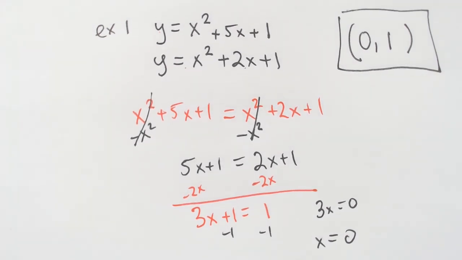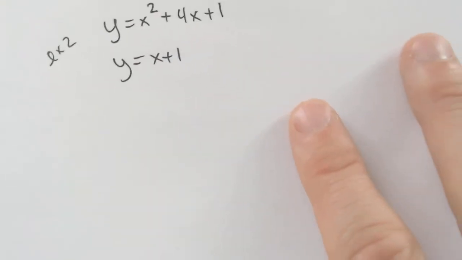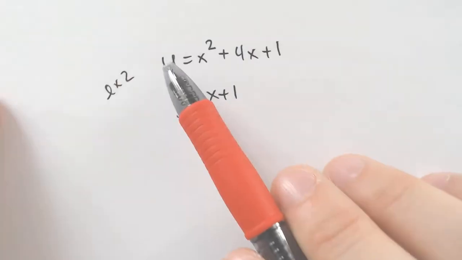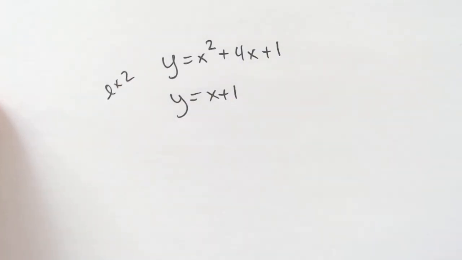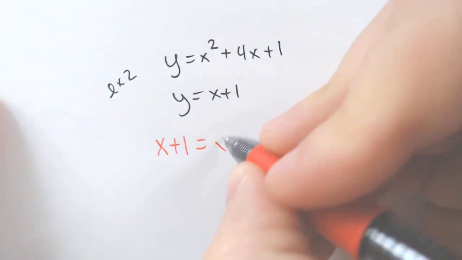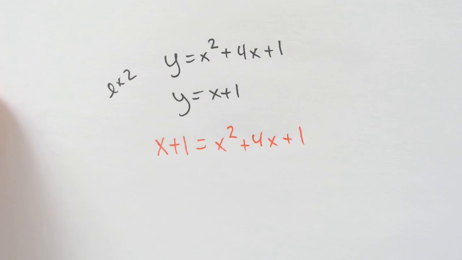Now the second example is going to be a little bit harder. Each one's going to be a little bit more difficult. The second example looks on the surface like it's going to be easier, but in fact it's probably going to be a little bit more difficult. It will start the same exact way because with y equals, you just set them equal to each other. x plus 1 equals x squared plus 4x plus 1, just like last time.